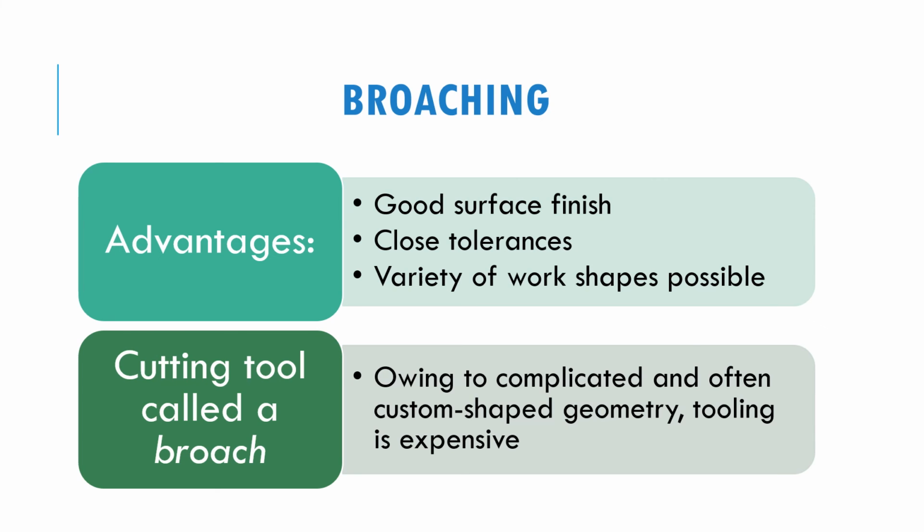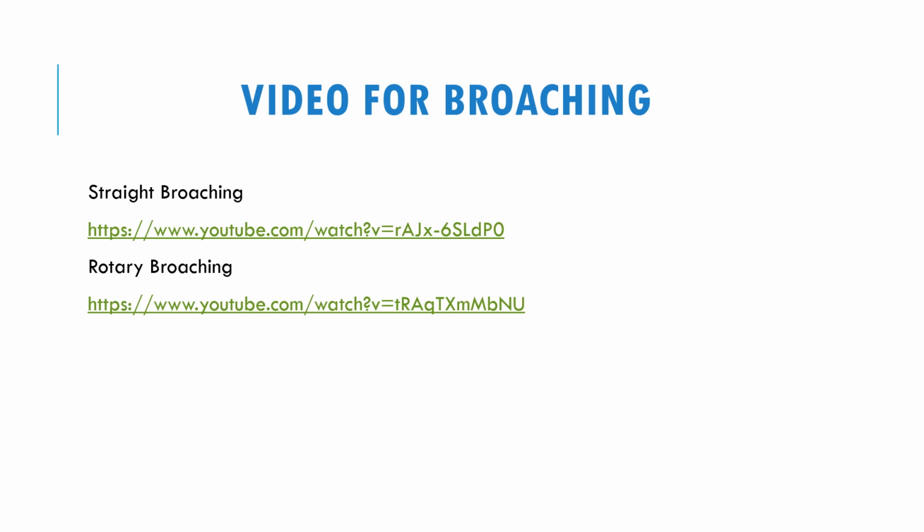Some advantages of broaching are that it can produce a very good surface finish and close tolerance. Apart from that, it also has the ability to create a variety of work shapes. The cutting tool is called a broach, and owing to the complicated and often custom shape geometry, the tooling is very expensive due to that. Here is some video for the broaching process. Please look into the video to understand how the broaching is performed.